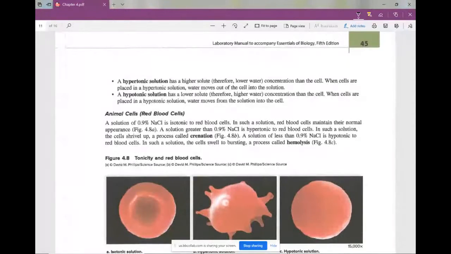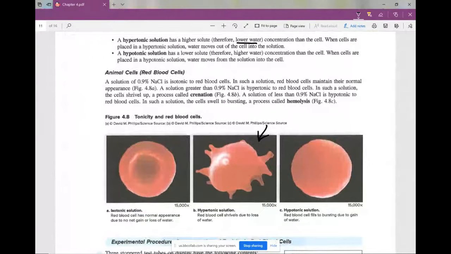A hypertonic solution has higher solute, therefore lower water than the cell. When cells are placed in a hypertonic solution, water moves out of the cell into the solution. In a hypotonic solution, a hypotonic has a lower solute, therefore more water concentration than the cell. When cells are placed in a hypotonic solution, water moves from the solution into the cell.